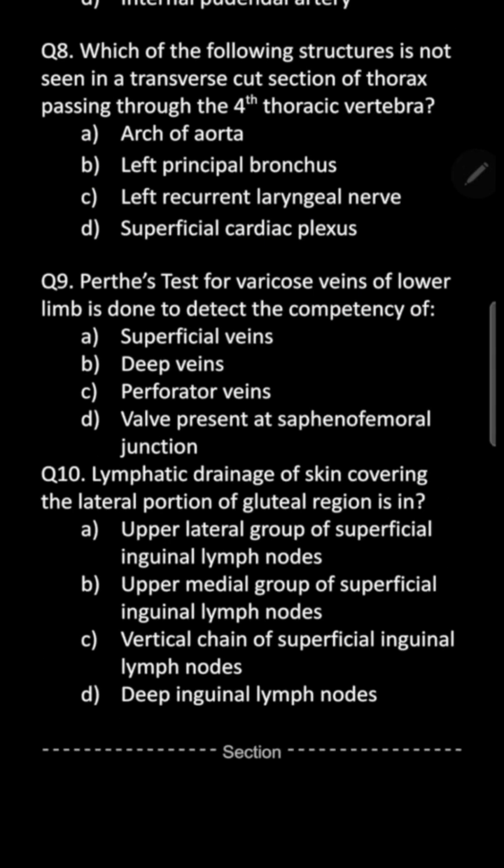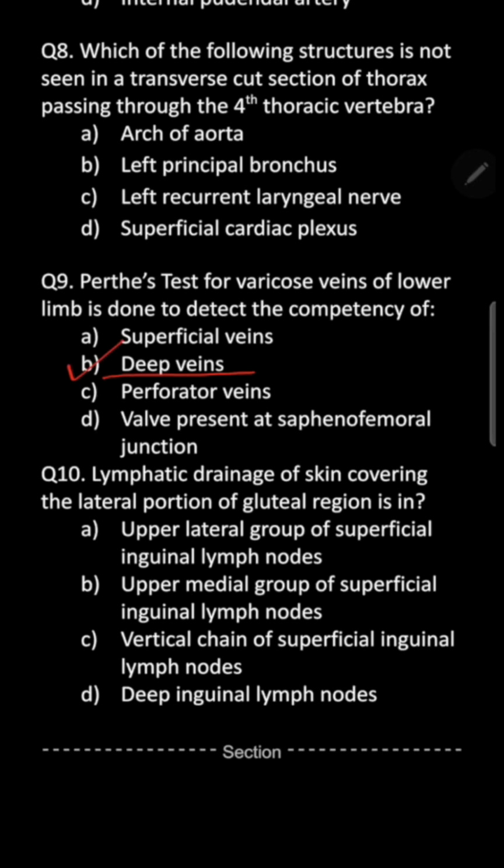Question number 9. Perthes test for varicose veins of the lower limb is done to detect the competency of superficial veins, deep veins, perforator veins, valve present at the saphenofemoral junction. Remember that Perthes test is to detect the venous incompetency of the deep veins. For perforator veins, superficial veins, it is called Trendelenburg's test. Question number 10, the last MCQ.